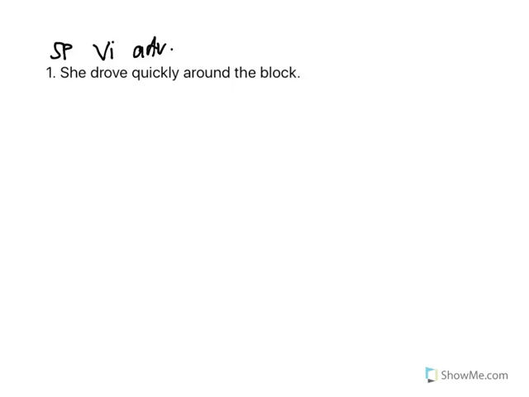And here's our prepositional phrase, around the block. So around is going to be our preposition. It's indicating the location. Block is going to be our object of the preposition. This is the noun that follows the preposition and completes its meaning. Now, the is going to be just a regular article adjective. So this is how we're going to diagram it.